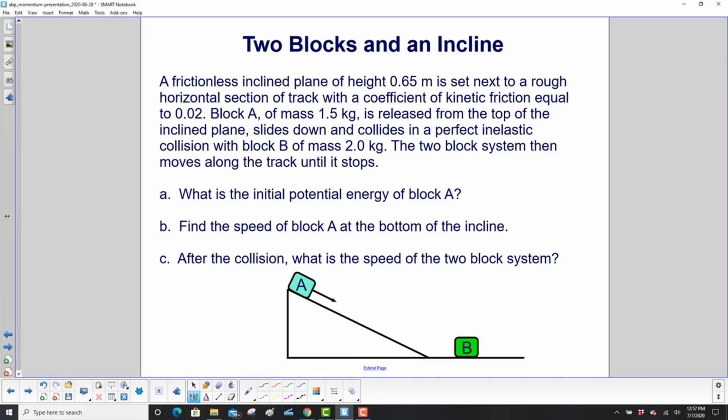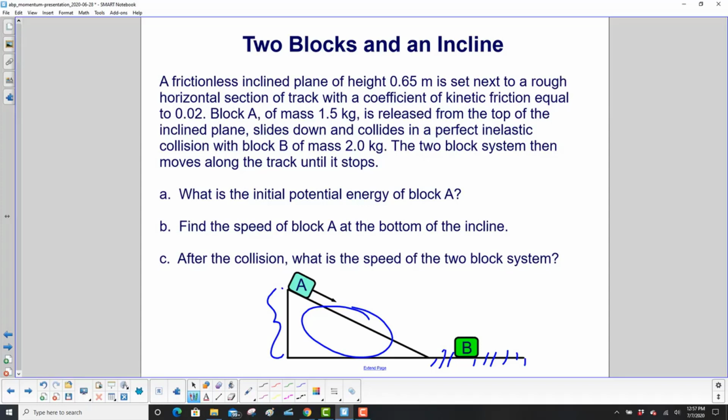A frictionless inclined plane, okay, no friction there, height 0.65 meters, is set next to a rough horizontal section of the track. So down here we have friction. That's what rough means. Also, they tell you it has a coefficient of kinetic friction equal to 0.02.